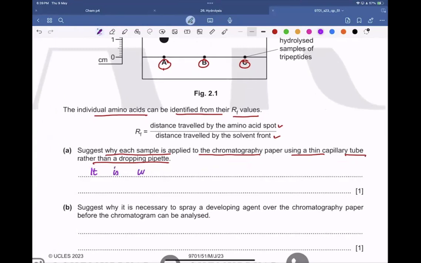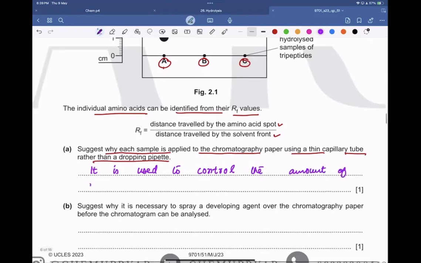It is used to control the amount of sample applied on chromatography paper. Is this understandable to all of you?